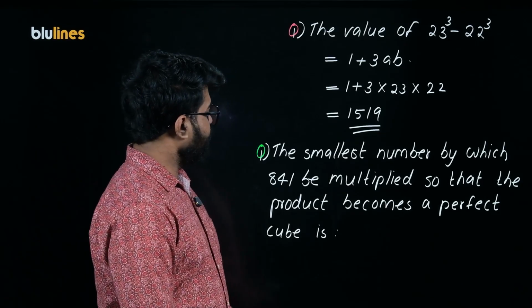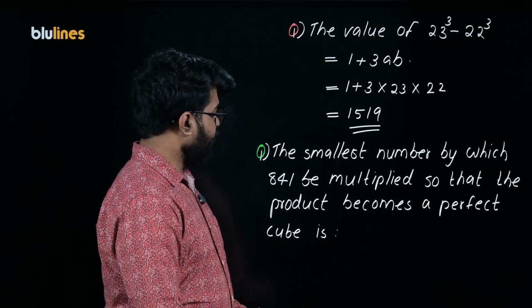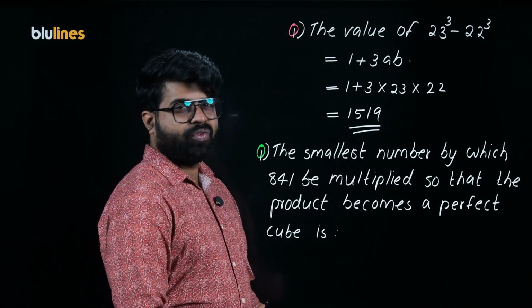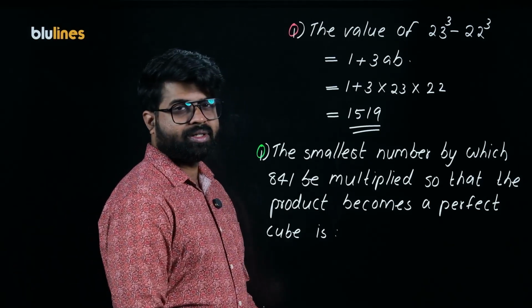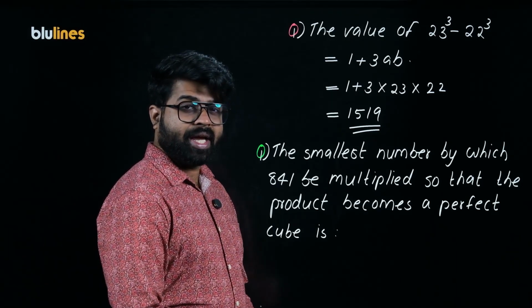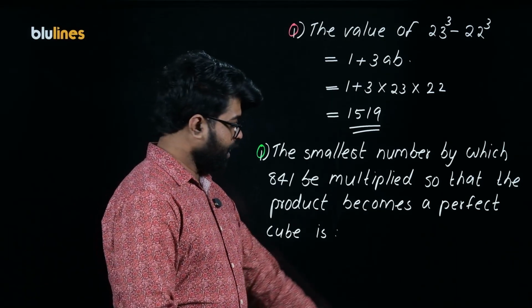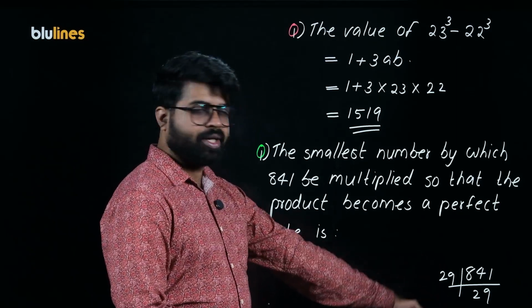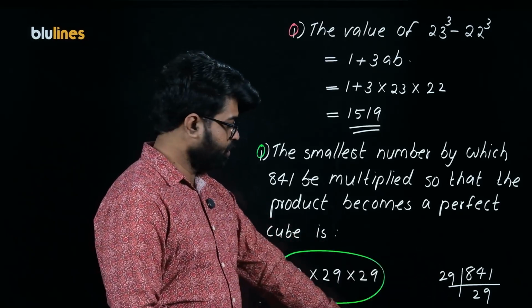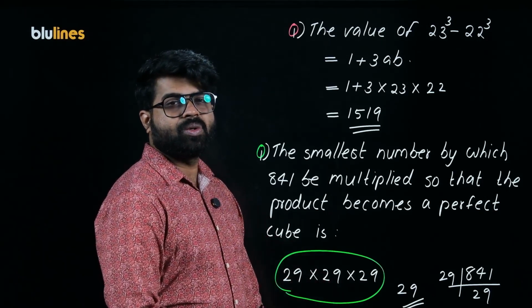The smallest number by which 841 must be multiplied so that the product becomes a perfect cube. By now we know that 841 is a square number, equal to 29 square. So we should multiply with 29 to make this a perfect cube. 841 is 29 into 29. If we multiply again with a 29, this turns out to be a perfect cube. So the smallest number must be equal to 29.